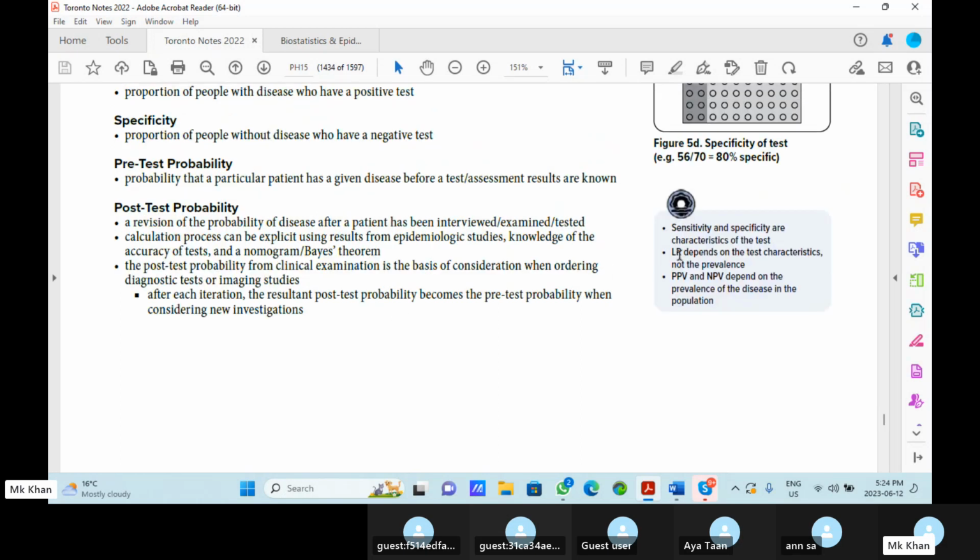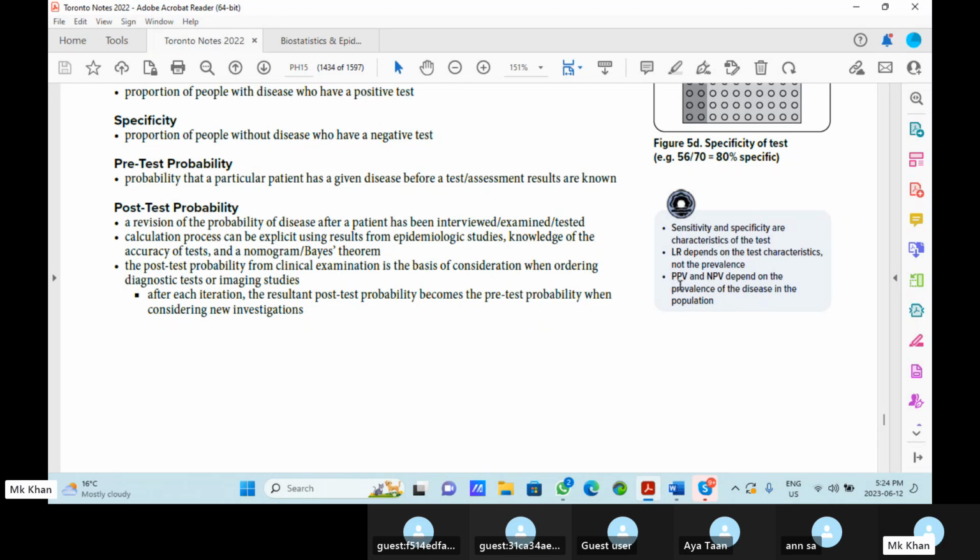So sensitivity and specificity are both characteristics of the test, as we already know. And the likelihood ratio depends on the test characteristics, not the prevalence. And then positive predictive value and negative predictive value depend on the prevalence of the disease in the population.